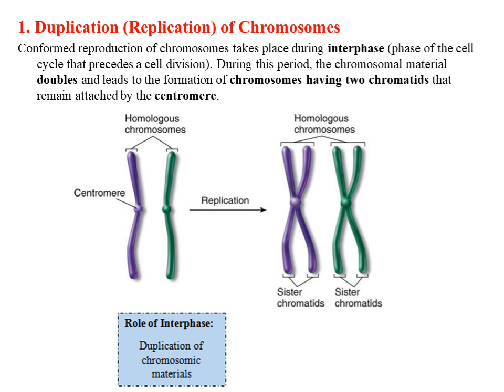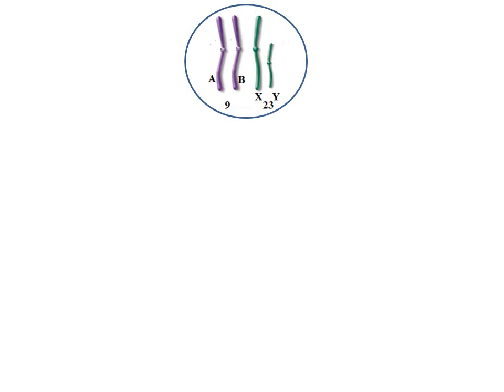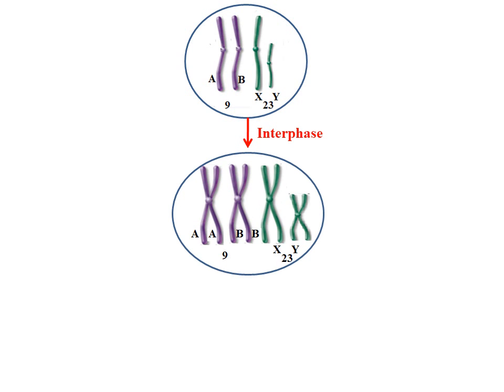What is the role of interphase? The role of interphase is duplication of chromosomal material. For example, take two chromosomes for simplicity, chromosome number 9 and chromosome number 23. Chromosome number 9 carries two alleles, A and B, and chromosome number 23 carries X and Y. During interphase, the chromosomal material is duplicated and each chromosome becomes two sister chromatids joined by the centromere.